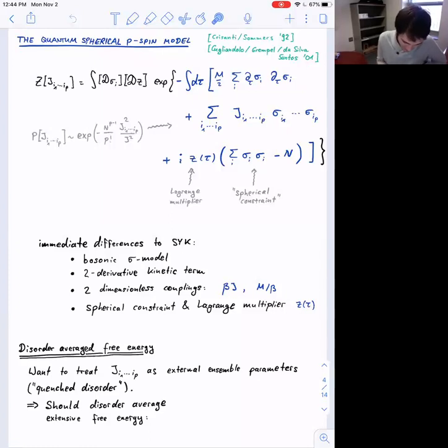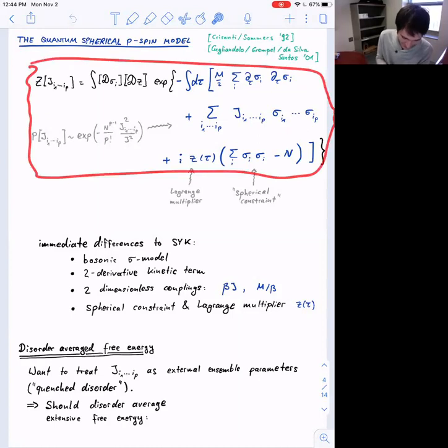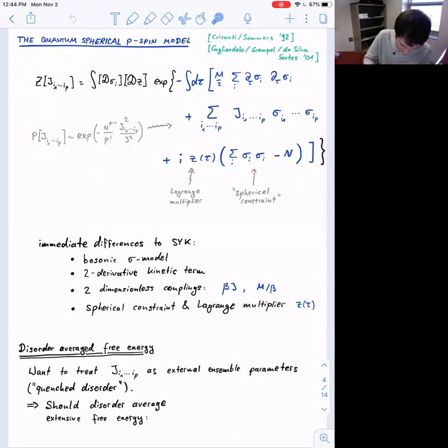So let me tell you what this quantum spherical p-spin model is. Here the definition of the model looks somewhat similar to the SYK model. The main difference is that we now have bosonic spins. I've replaced what used to be Majorana fermions by some bosonic vectors, sigma_i. Therefore, the kinetic term here has two derivatives. The couplings are still like in SYK, so we have random p-point interactions. I'm not setting p to 4 now, but I allow it to be arbitrary. And again, these random couplings are drawn from some Gaussian ensemble, like here.